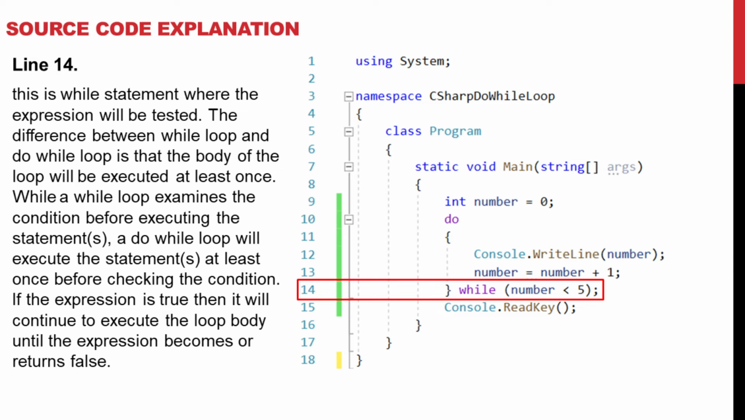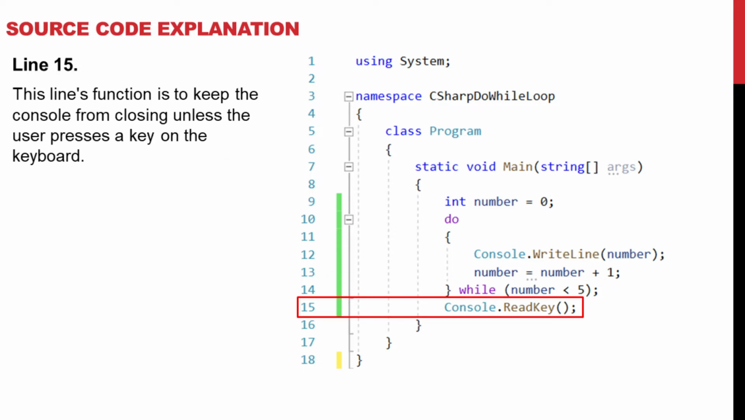Line 14. This is the while statement where the expression will be tested. The difference between while loop and do-while loop is that the body of the loop will be executed at least once. While a while loop examines the condition before executing the statements, a do-while loop will execute the statements at least once before checking the condition. If the expression is true, then it will continue to execute the loop body until the expression becomes or returns false.